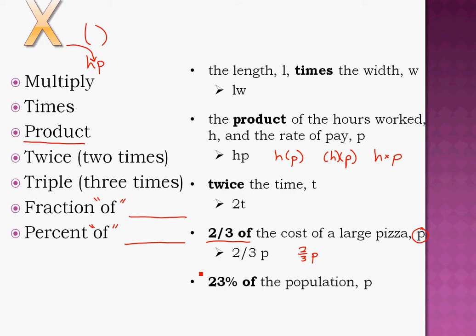Here's a percent example, 23% of the population P. So in this case, because I have a percent and then the word of after it, this is going to mean multiply. 0.23 P. Notice in this example, I took my percent and changed it into its decimal form by taking the decimal in 23, which is not written, so it's at the far right-hand side, and moving it 2 places to the left. And that changes it to its decimal form of 0.23.